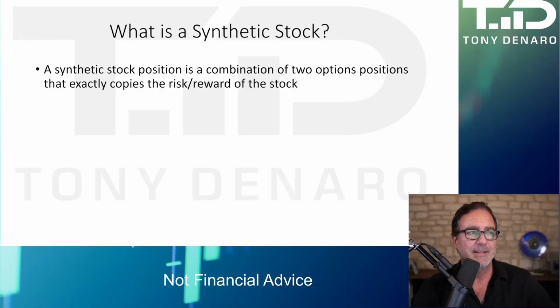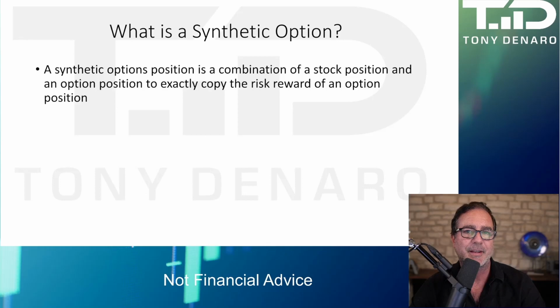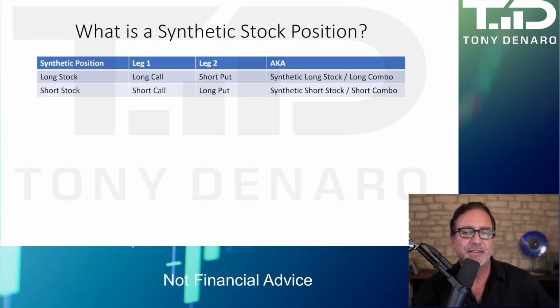First off, what is a synthetic stock? A synthetic stock position is a combination of two options that exactly copy the risk reward of the stock itself. There also is such a thing as synthetic options. A synthetic options position is a combination of a stock position and an option position to exactly copy the risk reward of an option position. So what are the two types of synthetic stocks?